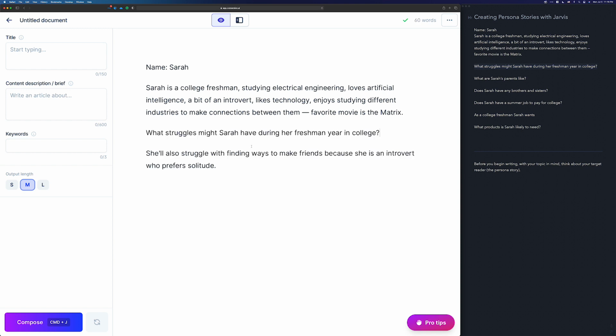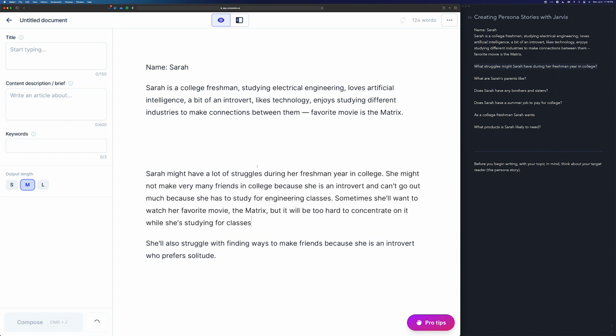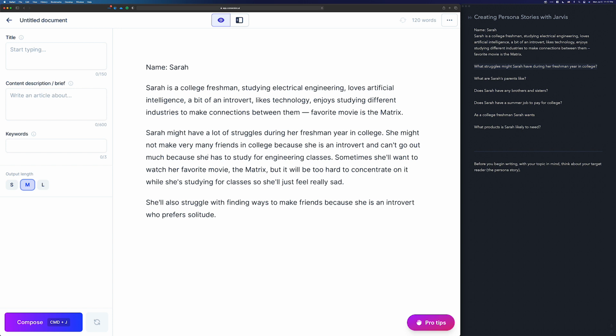So I just want to show you too, it doesn't do it perfect every time, and it's going to come up with something different. Okay. She's going to have a lot of struggles. She might not make very many friends. Can't go out much because she has to study for engineering. She'll want to watch her favorite movie, The Matrix, but it's too hard to concentrate when she's studying for class, and she'll feel really sad. All right. So we kind of got a bit more, right, to Sarah.